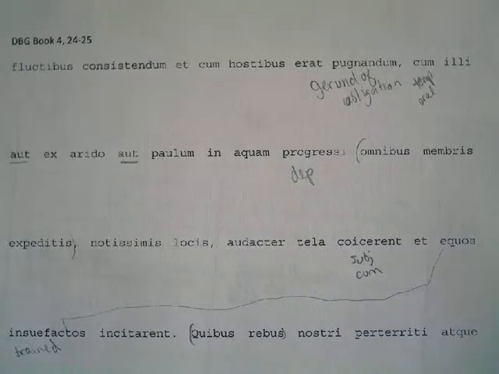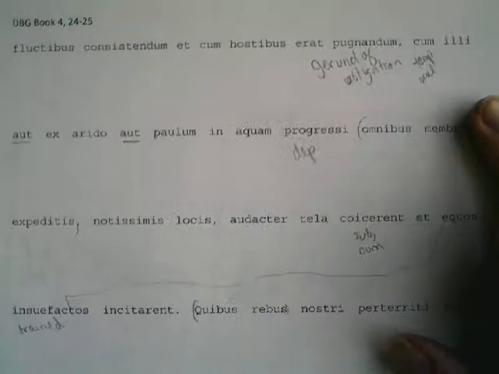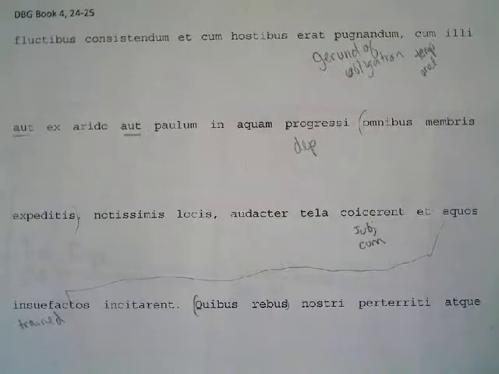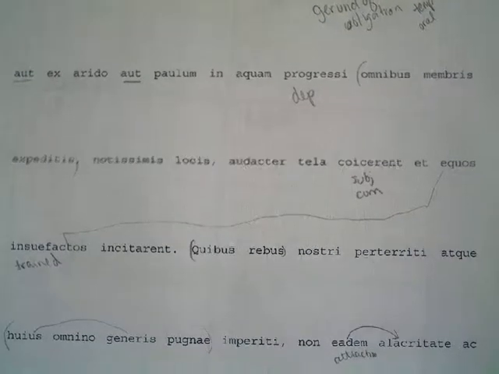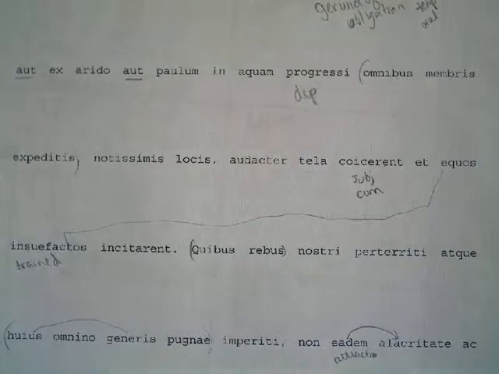Aut ex arido, aut paulum in aquam progressi, etc. Two auts, remember something special, right? Et means both something and something else. Neque means neither something nor something else. And so make sure you know what your aut is. In aquam, prepositional phrase. Progressi, with that i on the end, is a passive infinitive. So hopefully you're getting a feel for finding your passive infinitives now. They end in an i.